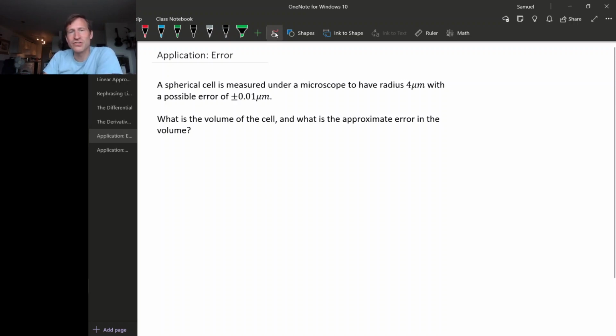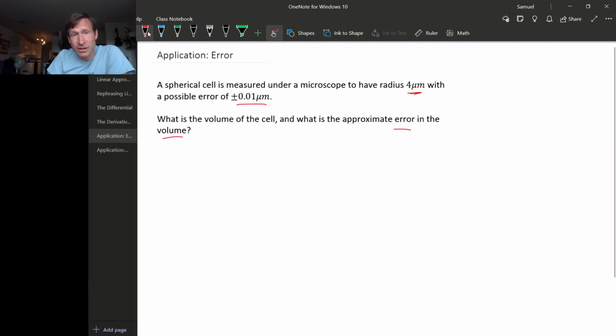So suppose we have a spherical cell under a microscope that we've measured to have a radius of 4 micrometers. But there's an error with any measurement, and so suppose this measurement has a possible error of plus or minus 0.01 micrometers. Let's calculate the volume of the cell, but let's also approximate the error in the value for the volume that we calculate. So this error in our measurement is going to propagate forward through our calculation to produce an error in the value for volume that we ultimately calculate.